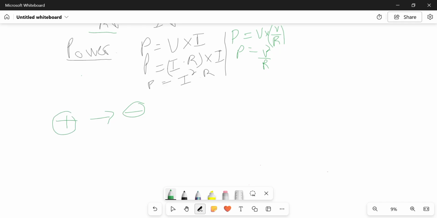So those are the conventional. Sorry, my handwriting is not as good. Let me just rub here. You can just say conventional current flow. And you have the electron flow. The current in the electron flow flows from the negative terminal to the positive terminal. So those are the current flows.